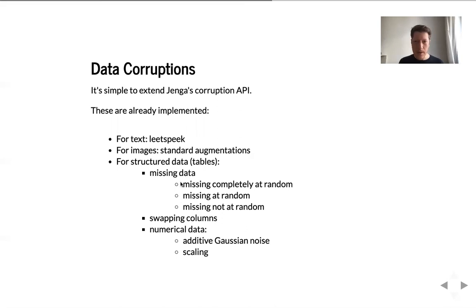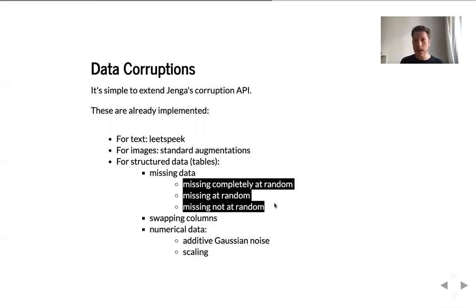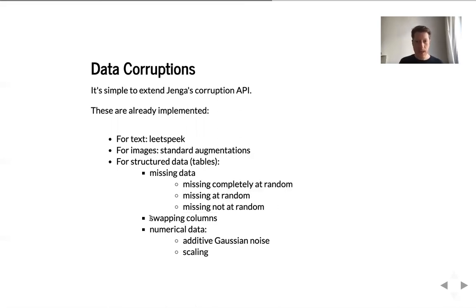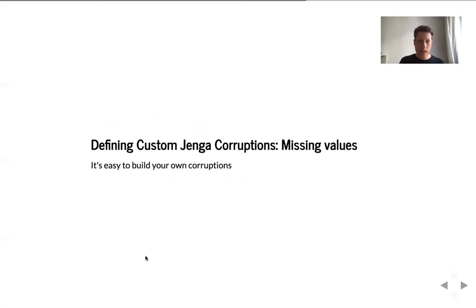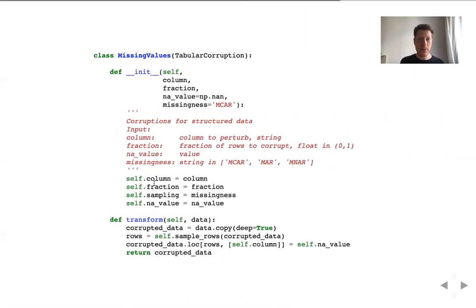And those sampling mechanisms are important because they make these corruptions more realistic. So we also provide them for all other tabular corruptions. For instance, swapping columns, or for numerical data, adding Gaussian noise, or scaling the values. It's also easy to roll your own corruptions. And here is an example for missing values.